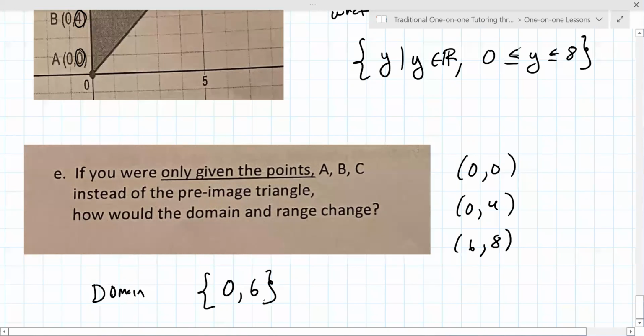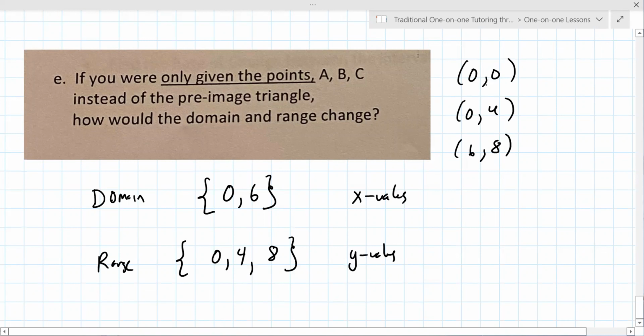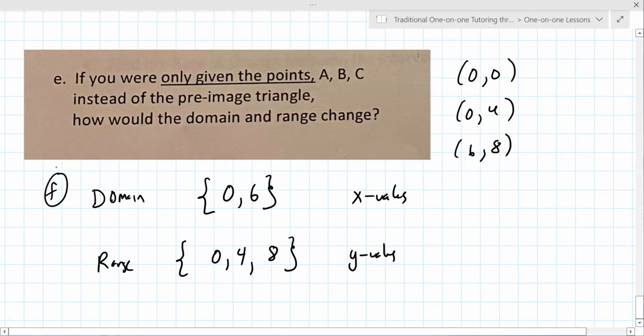Now you might be wanting to ask me, why don't you put 0 in twice? You just don't include duplicate values. The range is 0, 4, and 8. It's the y values. So if you're just given data points, you just write them in with commas in between. You're just making a list, basically. That's actually F, but essentially the same.